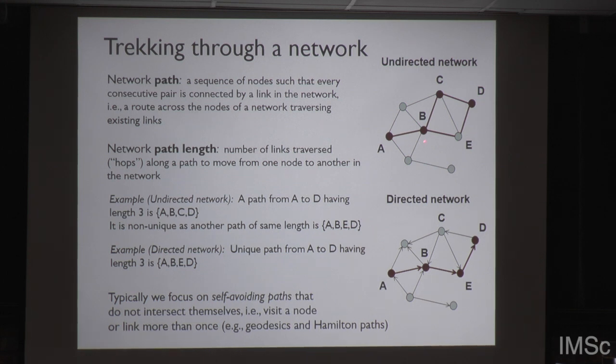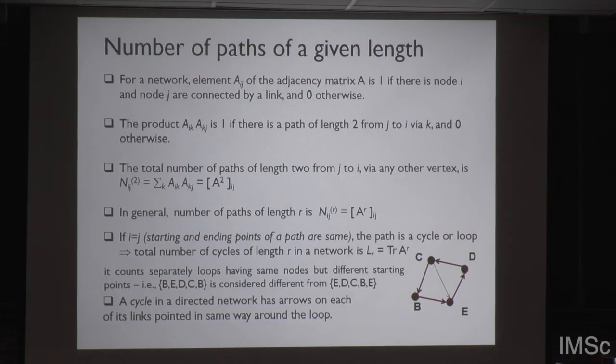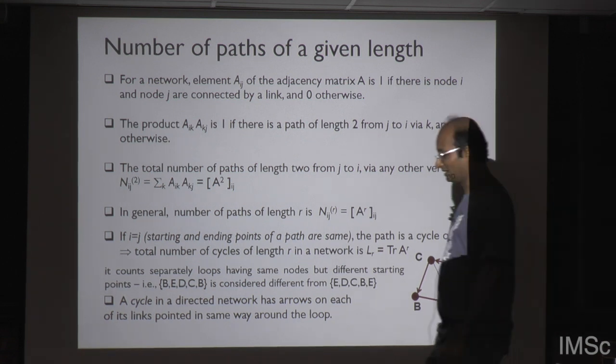The other thing is that normally we do not consider paths which essentially are going through the same edge over and over again. So for example, you could have said that, why don't we consider a path like this? A to B, B to C, C to E, E to B, B to C, C to D. Okay, you could if you want, but typically we consider self-avoiding paths where each edge is traversed only once. Okay, and that's because typically we are interested in the paths of shortest length. Okay, now how do we find the number of paths of a given length?